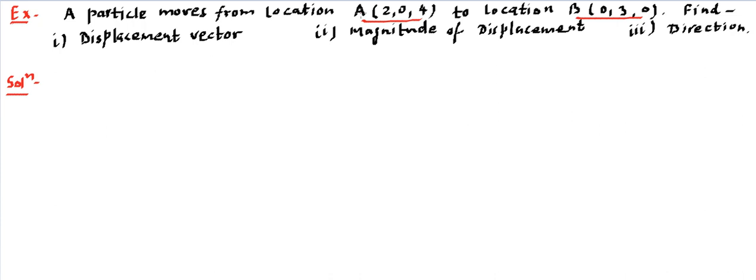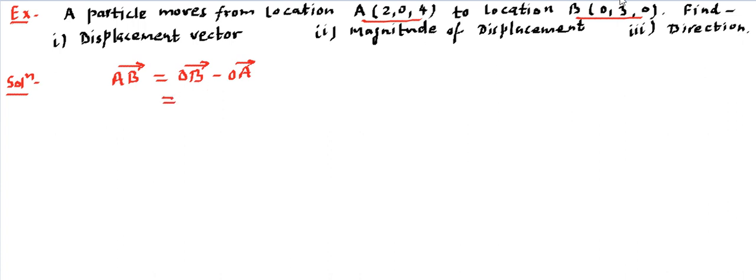Now, this is A point, this is B point. If we want, we can also draw the Cartesian coordinate system and locate these points, or otherwise we can move ahead, because we know the displacement vector is going to be written as AB vector, and this AB vector will be equal to the position vector of B, which is OB vector, minus the position vector of A, which is OA vector. So we'll be using the formula: displacement vector is equal to position vector of B minus position vector of A. Then we will proceed further.